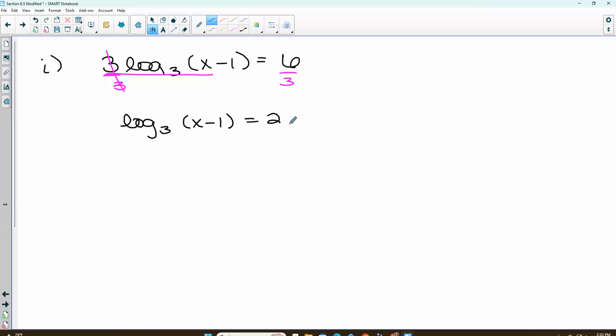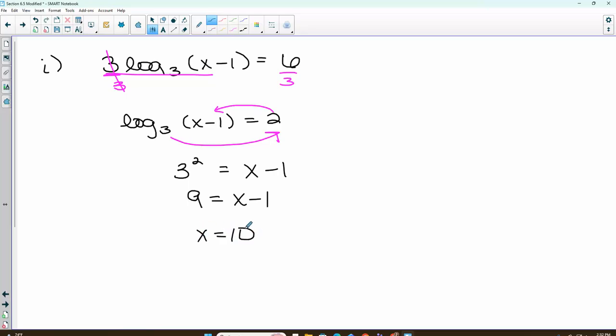If the log is only on one side, I can't just drop it. How do we get rid of it? Think about the definition. We had to change it to exponential form. So if it's just on one side, we have to use the definition to get rid of it. And so we end up with 10.